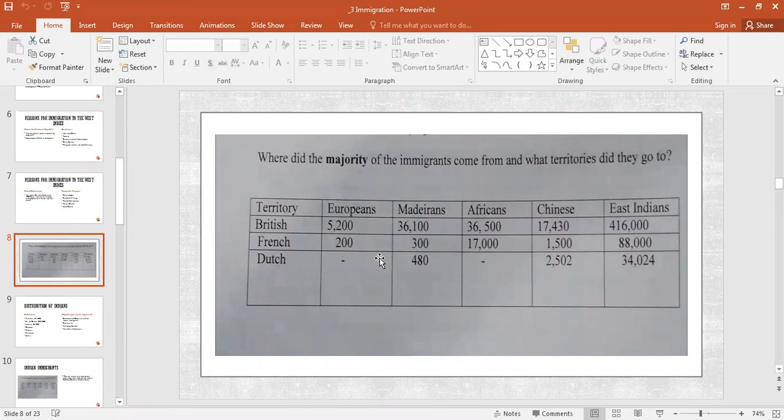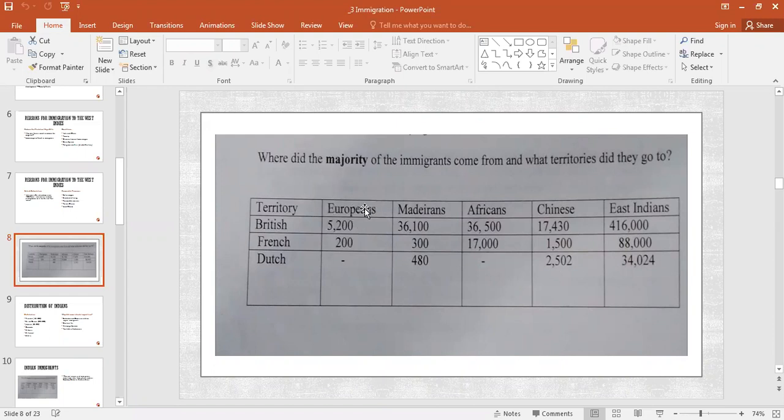Somebody volunteer for me, please. Look at the British territories. Let us look at the different immigrants that came. So the different immigrants came from where? Europe, Africa, China, East India. Madeira, a country name, Madeira. Africa, China, and India, right? So we had new immigrants coming from these places, right?